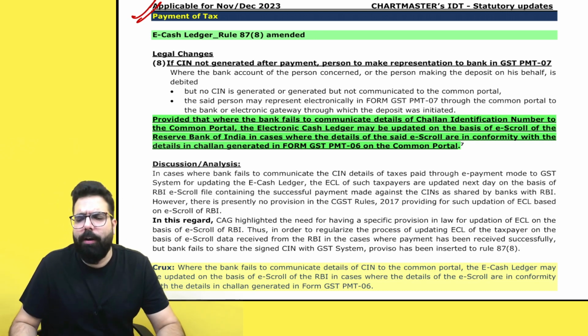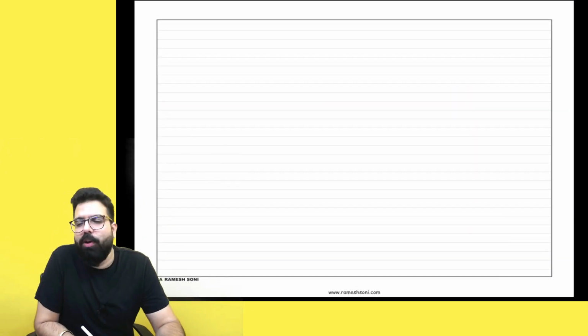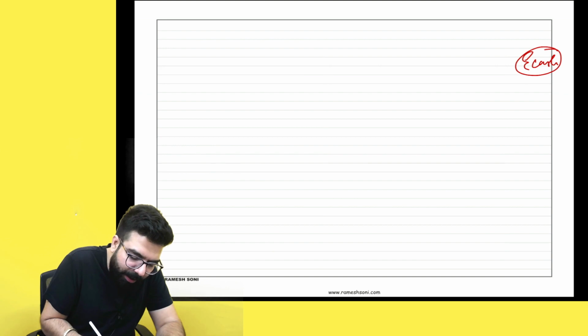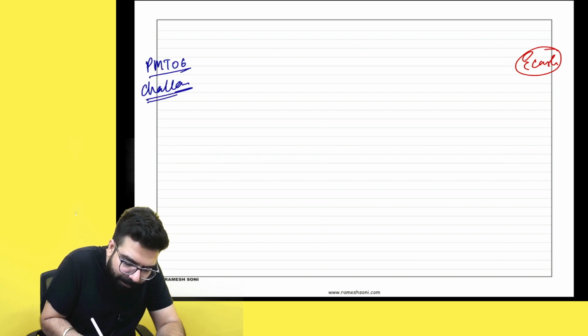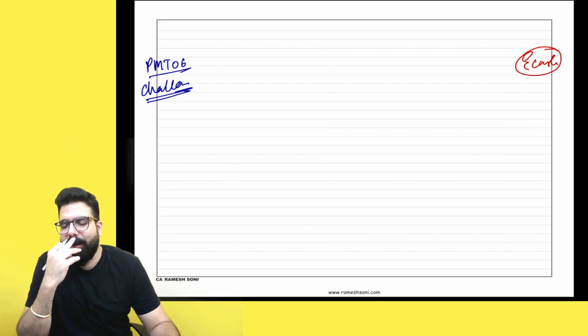Do you recall that when we understood the payment of taxes chapter, I told you that whenever you have to deposit money in your e-cash ledger, you first have to generate the GST PMT 06 challan. Yes, sir. I have to generate one GST PMT 06 challan for depositing the money.